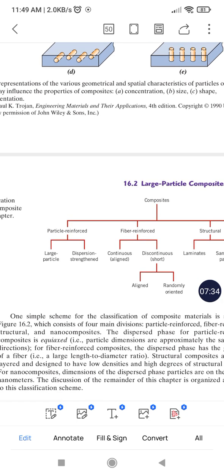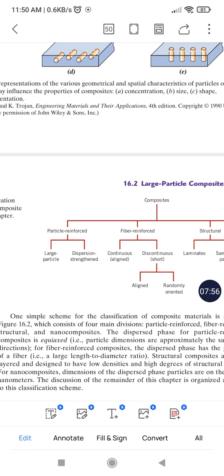Here the dispersed phase is particles. The particles are dispersed inside the matrix of the composite material. That way a composite material is made. If you have large particles which are dispersed inside the matrix, then you can say large particle reinforced composites.